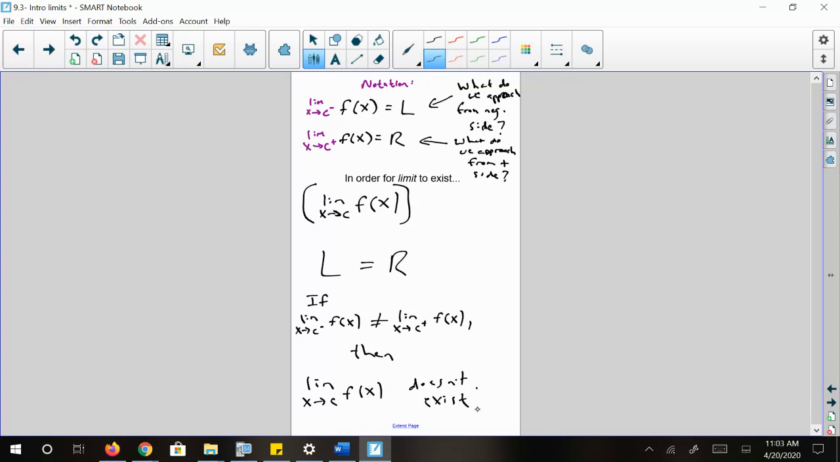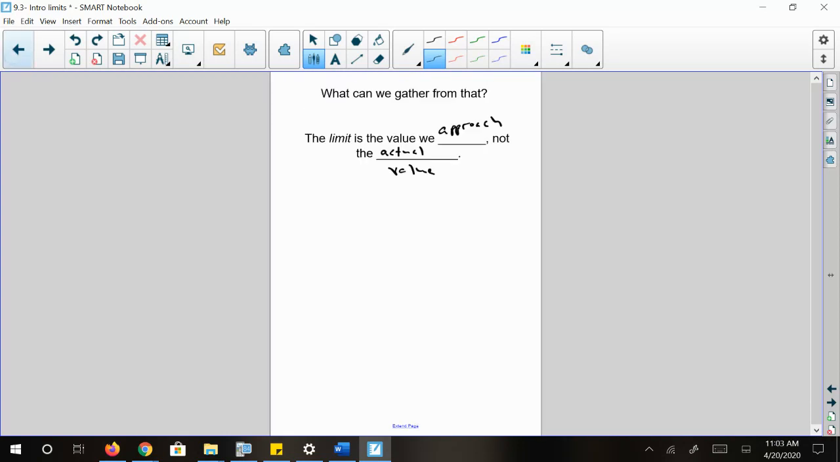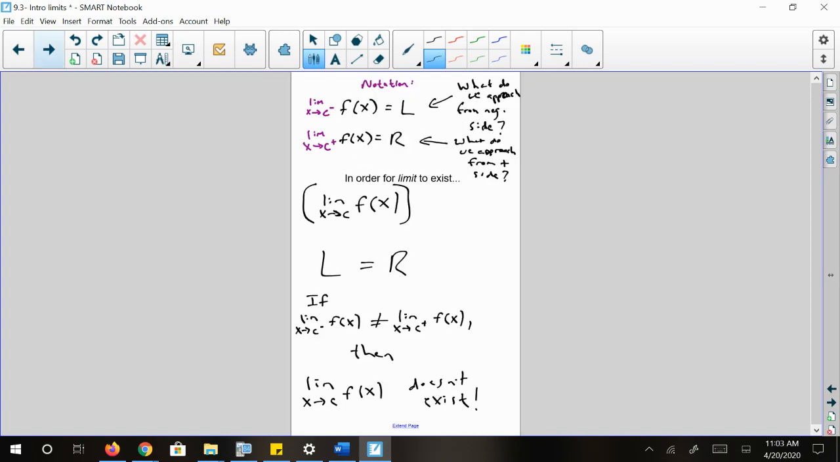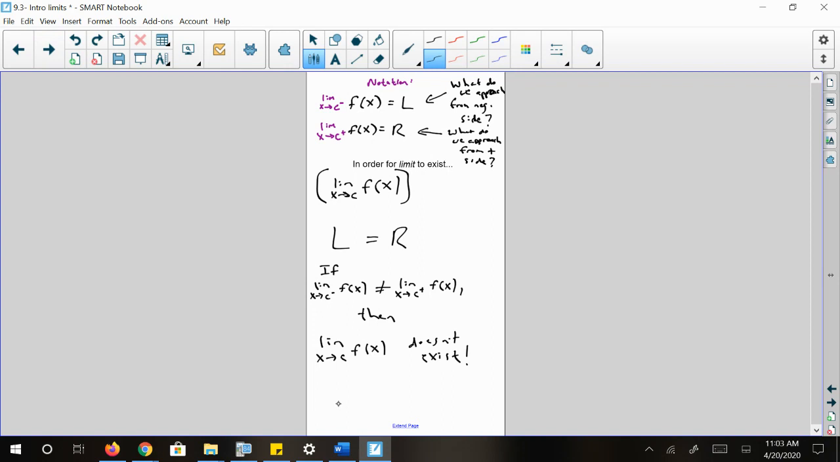Okay? So if we go back and think about this problem right here, because we were approaching the same value from the left side and the right side, that means that this actual limit exists. Okay? It exists at a value of 2 because we're approaching the same value from the left side and the right side.